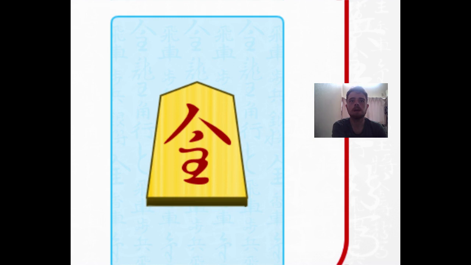So, this is the upgraded knight, the upgraded Keima. It is known as the narikei. As with pawns and lances, the knight, when promoted, gains the ability of the gold general. Alright, cool. Let's look at the next piece.